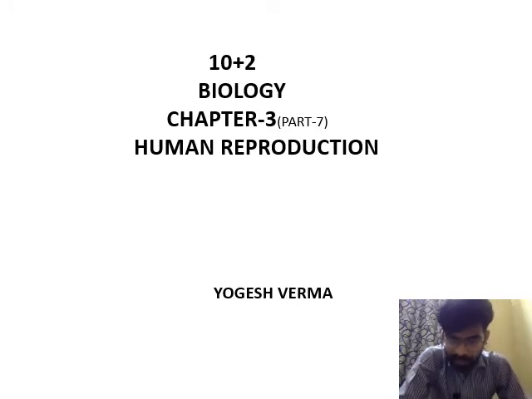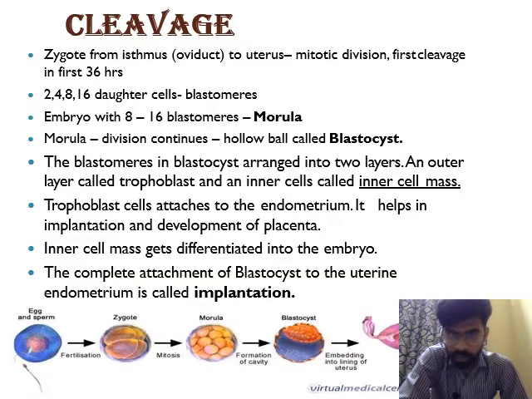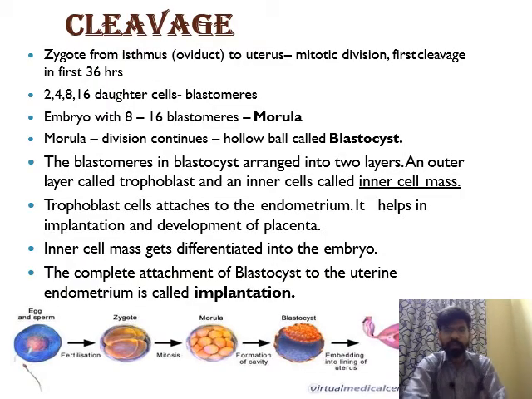Today is the seventh part of human reproduction, chapter third, plus two biology. In the previous parts, fifth and sixth, we have already covered the menstruation cycle, and in the part six video I covered fertilization and implantation. So let's start with our topic for today.